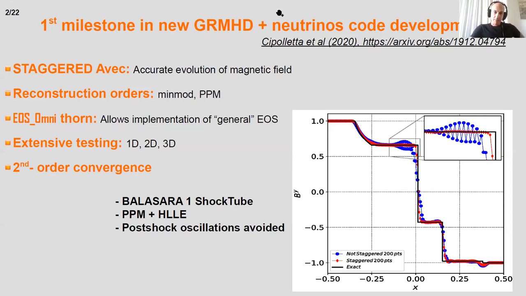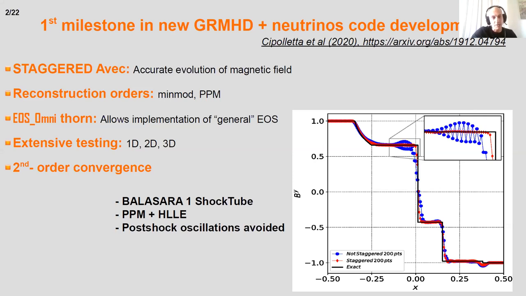We have already published a paper in which we described how the features are implemented in the SPRITZ GRMHD code. Basically, we are evolving the magnetic field through the evolution of the staggered vector potential, and this allows us to accurately evolve the magnetic field, as you can see in this figure. This is the result of the first Balsara shock tube test, in which the staggered and non-staggered versions of the code are compared. You can see that in the non-staggered version there are some post-shock oscillations, which are avoided by the staggered formulation for the vector potential.